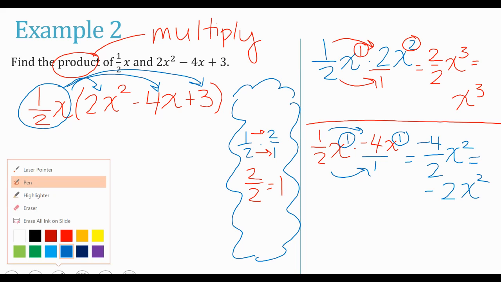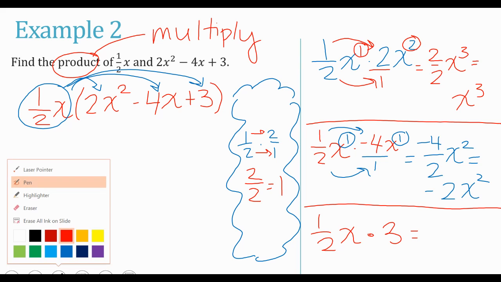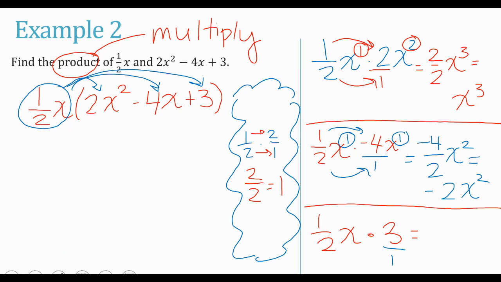Okay, let's finish this up. Let's do this last part where we have 1/2 x times 3. Put it over 1. Multiply the top, multiply the bottom. 1 times 3 gives me 3 over 2 times 1 gives me 2. And now we don't have any exponents to add because this 3 does not have a variable, so I'm going to just bring over this x.